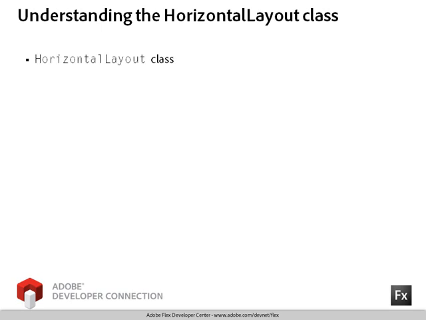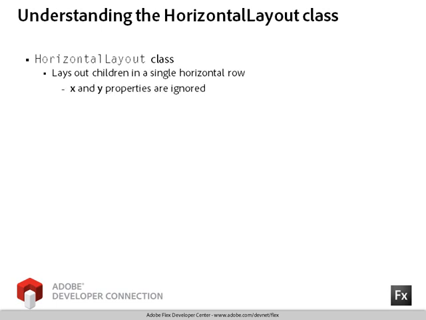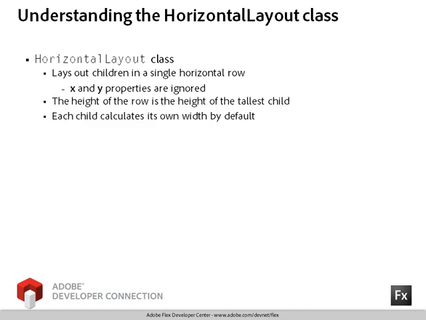The horizontal layout class lays out its children in a single horizontal row. Since its focus is simply on horizontal display, it ignores all x and y properties defined on the children. The height of each row is the height of the tallest child, and each child calculates its own width by default.